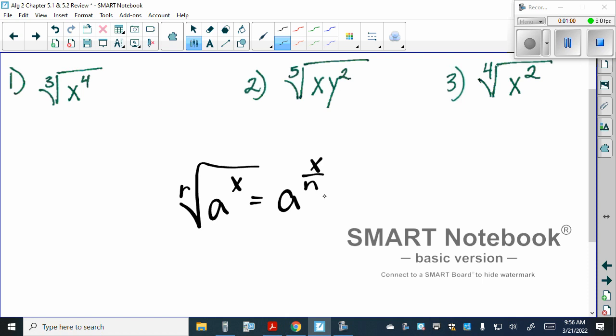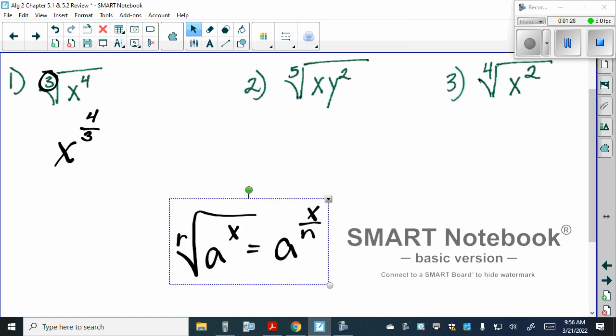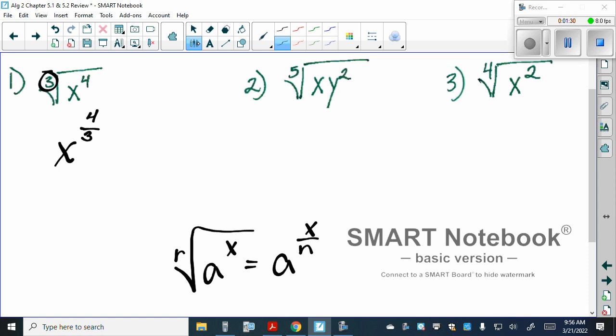So when we look at the first one here, the cubed root of x to the fourth, well, we can rewrite this as x to the what? 4/3. Since the root is 3, it goes on the bottom of the fraction, and the exponent inside the radical with our variable x goes in the numerator. So that would be the final answer, x to the 4/3.